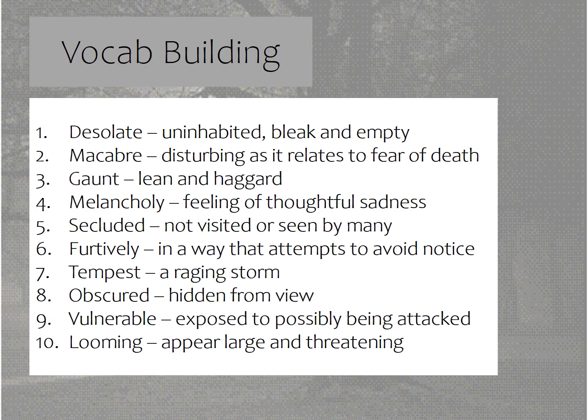Okay, a tempest is a raging storm, so violent wind and rain. Obscured means hidden from view. Vulnerable means that we're exposed to possibly being attacked or being harmed. And looming means something appears large and threatening. Okay, so those are the definitions that you should have written, or something very similar. Now, the reason that we're doing this vocab building is that hopefully you'll be able to use some of that vocab in the piece of writing that we're going to lead up to.